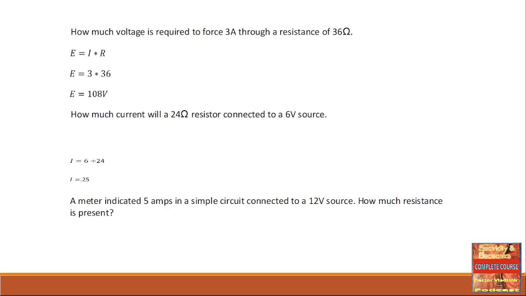How much current will a 24 ohm resistor provide when connected to a 6-volt source? Using the Ohm's law formula for current, I equals E divided by R, we get I equals 6 volts divided by 24 ohms, and we get 0.25 amps for current.